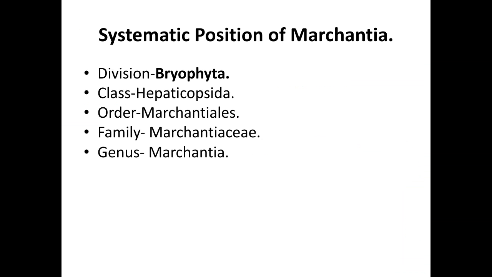Now in class Hepaticopsida, the plant body is dorso-ventrally flattened. A single parenchyma cell consists of chloroplast without pyrenoid body. Columella is absent in sporophyte. Rhizoids lack the oblique septum. And the sporophyte is differentiated into foot, seta and capsule. Then remember Marchantia is put into order Marchantiales.